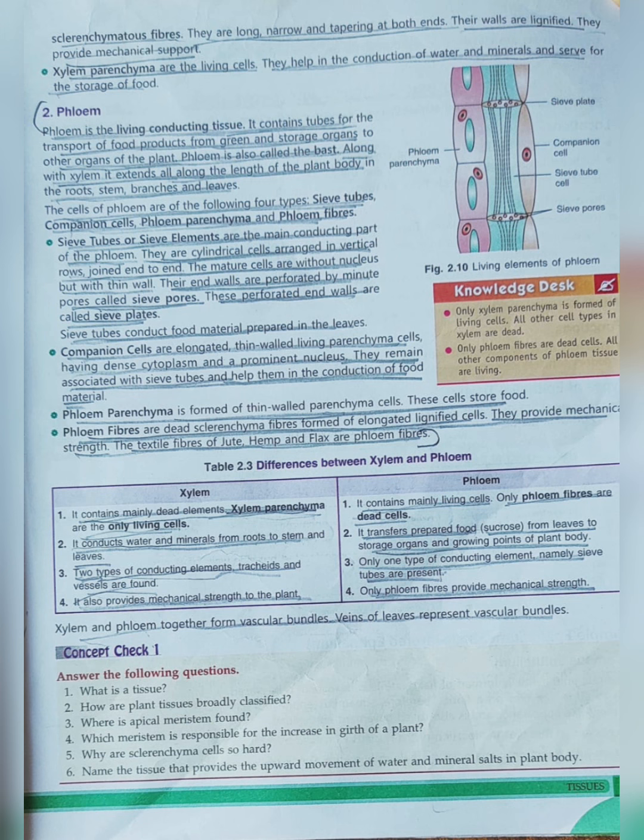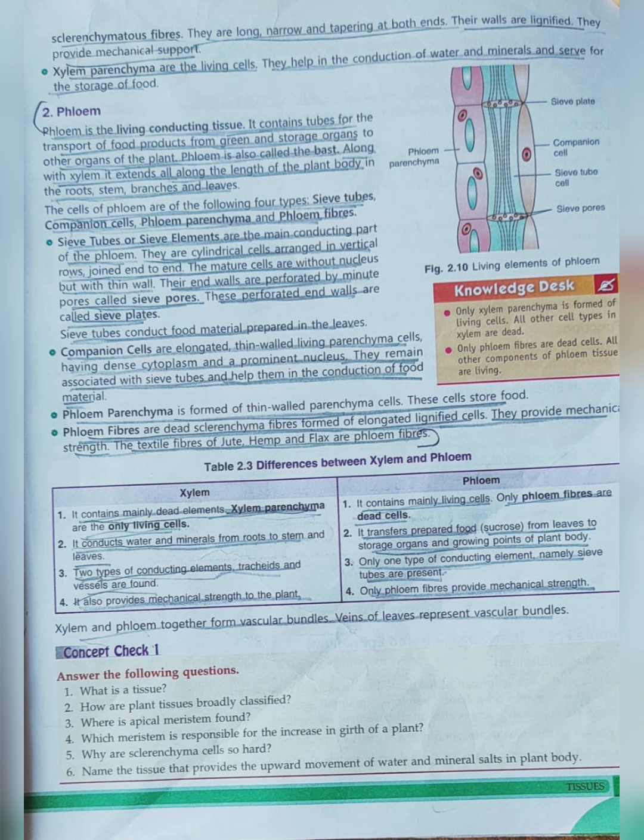Sieve tubes or sieve elements are the main conductive part of the phloem. They are cylindrical cells arranged in vertical rows joined end to end. The mature cells are without nucleus but with thin cell wall. Their end walls are perforated by minute pores called sieve pores. These perforated end walls are called sieve plates. Sieve tubes conduct food material prepared in the leaves.